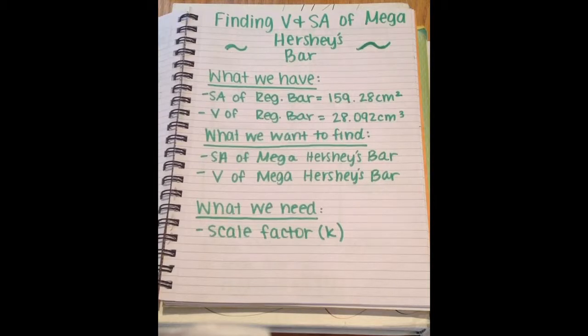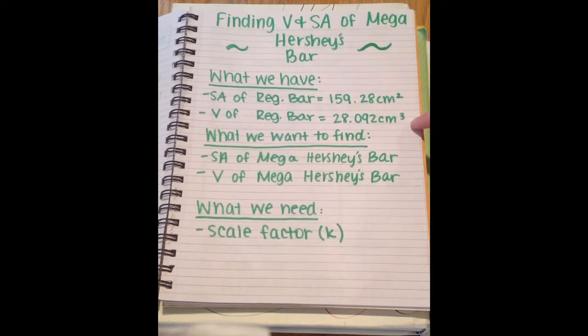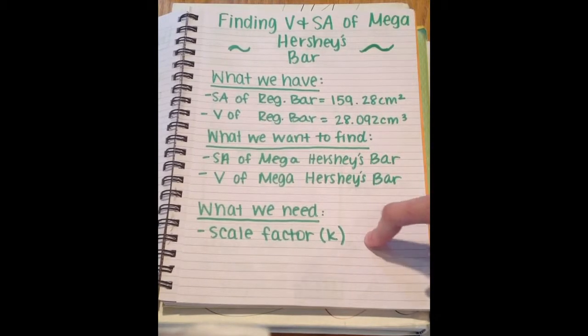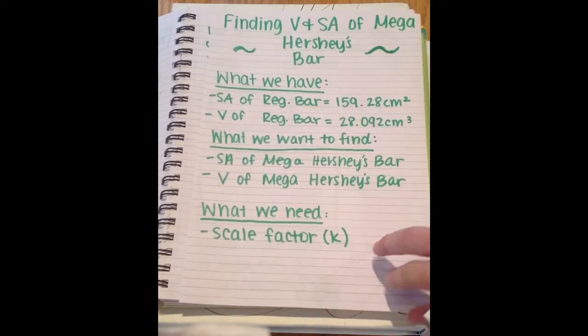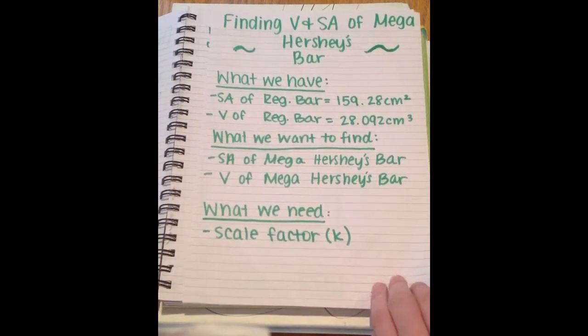Alright, now it is time to find the volume and surface area of the Mega Hershey's bar. So just an outline of the process. We know what we have, which is the total surface area of the regular size bar and the total volume of the regular size bar. What we want to find is the surface area and volume of the Mega bar. So what we need to find is the scale factor in order to be able to use those formulas that we just went over.